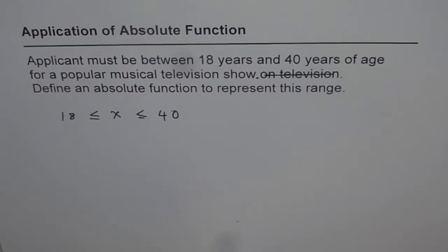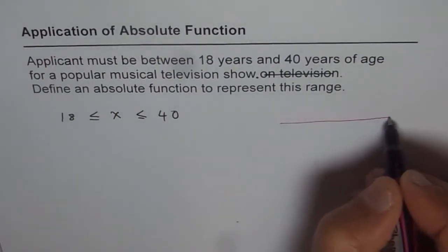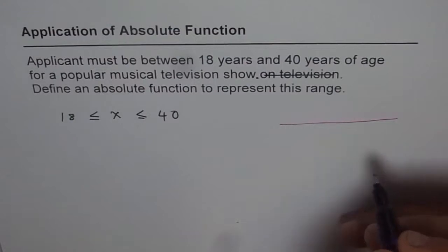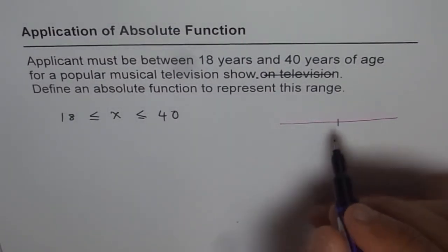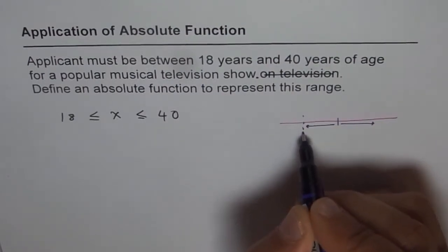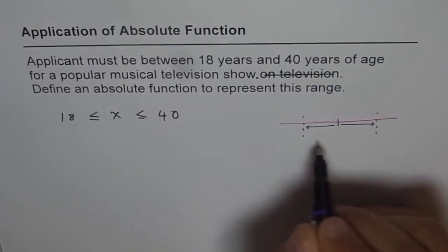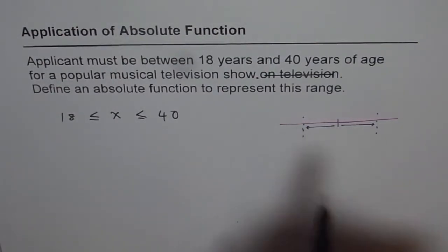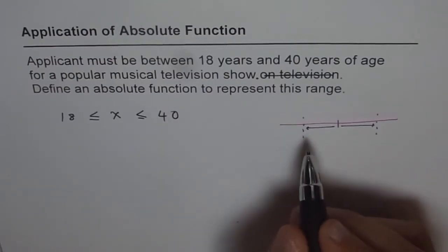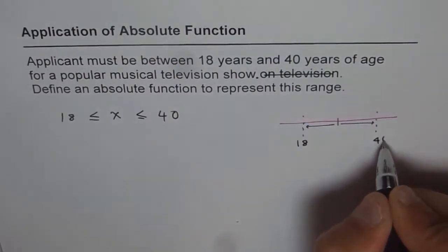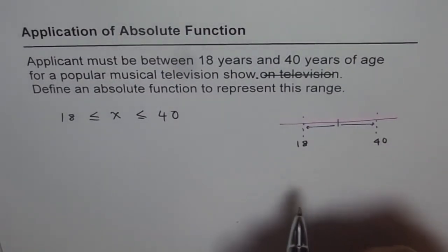We need to represent this double inequality in the form of absolute functions. Now, what is an absolute function? In an absolute function, what we are trying to say is that if we get the middle value, then how far we are from the other extremes. That is what an absolute function is. So in this case, we know the two points between which x lies are 18 and 40, so it's a good idea to find the center value of these two.